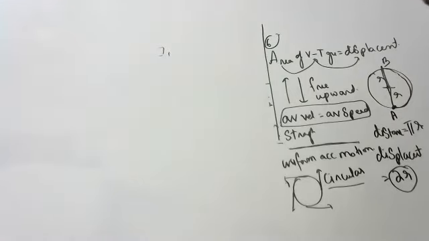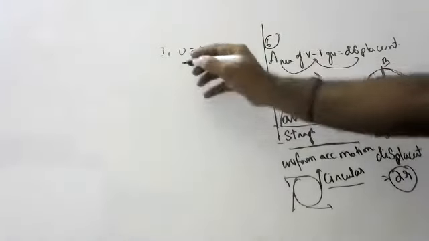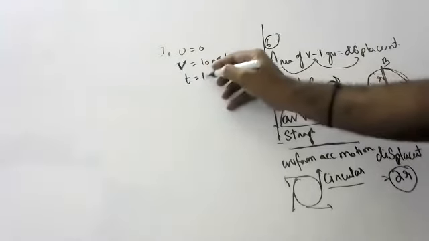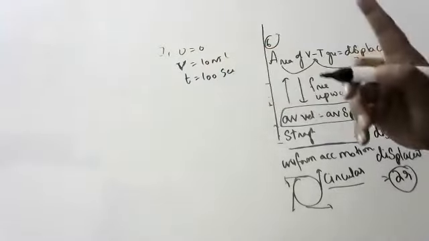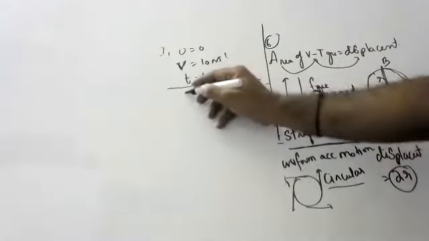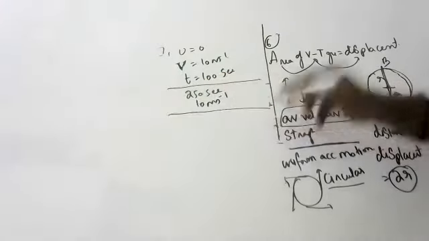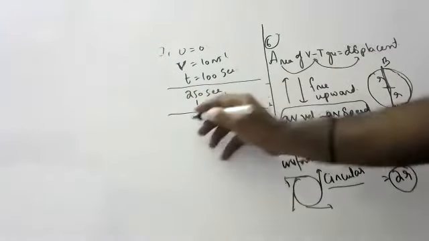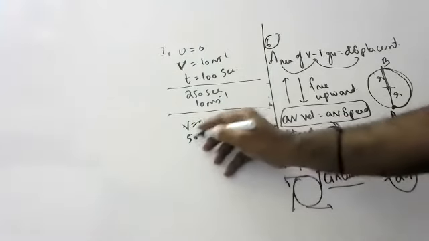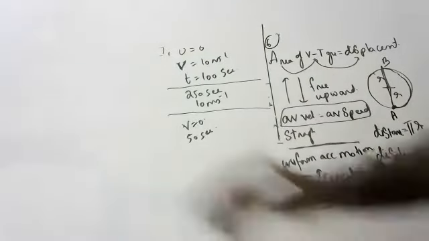A train starting from rest picks up a speed of 10 meters per second in 100 seconds. It continues to move at the same speed, 10 meters per second, for the next 250 seconds. Then it is brought to rest in the next 50 seconds. Find the acceleration. First draw the graph.